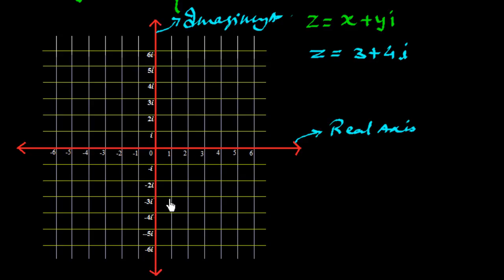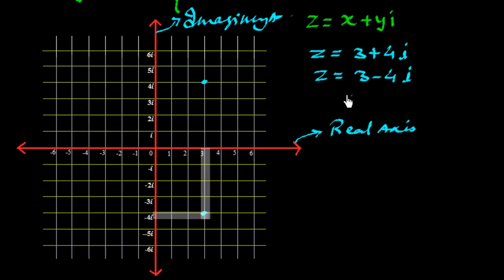So if you have to plot 3 plus 4i, here the 3 on the real axis is this one, and the 4i is here. So we get the number here. It is 3 plus 4i. If you have to plot z is equal to 3 minus 4i, it would be 3 here and 4i here, minus 4i. So we could write here z is equal to 3 minus 4i.